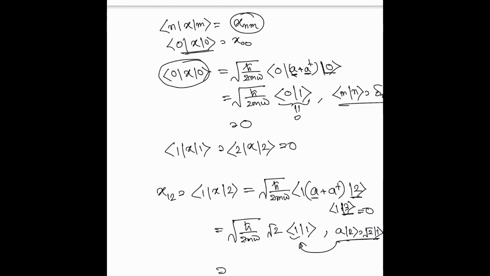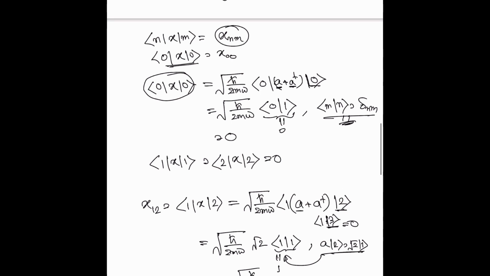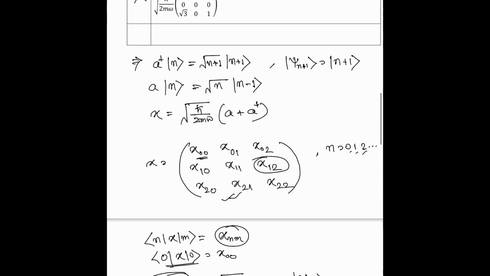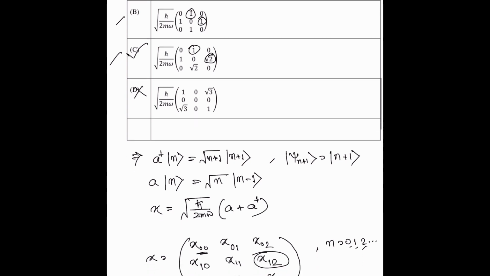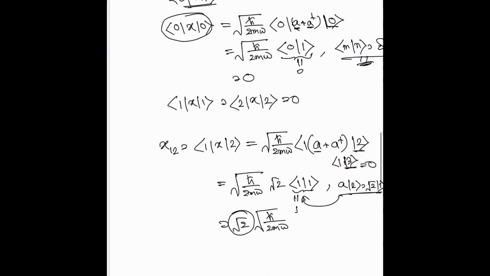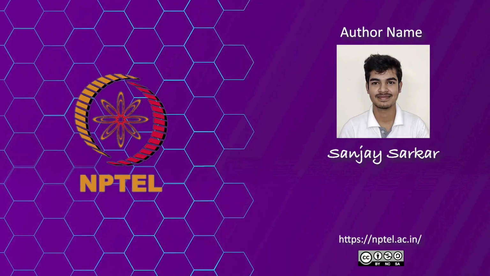And this is just 1 because we apply this orthonormality property. So what we get back is root 2 and not 1. So option C is the correct option for this question. So the correct option is option C. This is the shortcut method to solve this question. Thank you.